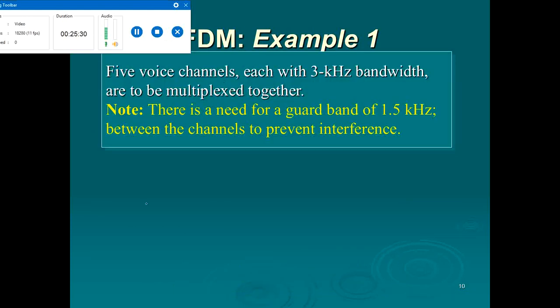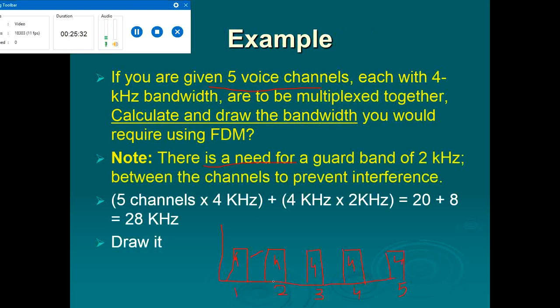Okay, so going back, in between the channels, for example here I need to have a guard band. That means the frequency of the guard band is 2 kilohertz. That means it is 2 kilohertz in between channel 1 and 2.